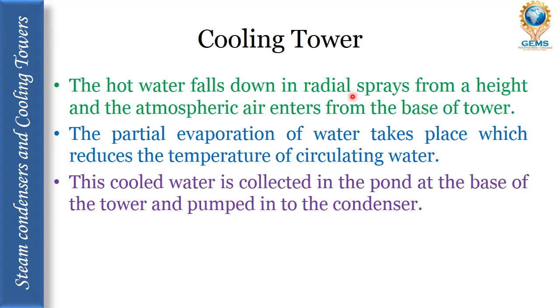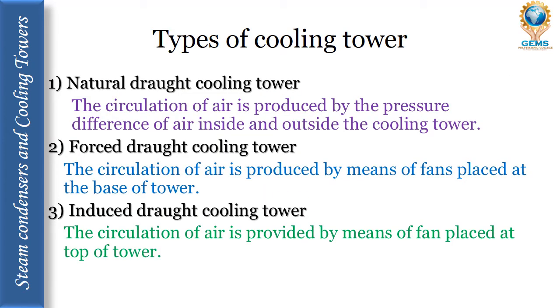The hot water falls down in a radial spray from a height and atmospheric air enters from the base of the tower. Partial evaporation of water takes place, which reduces the temperature of the circulating water. This cooled water is collected in the pond at the base of the tower and pumped again to the condenser. There are three types of cooling tower: natural draft, forced draft, and induced draft cooling tower.